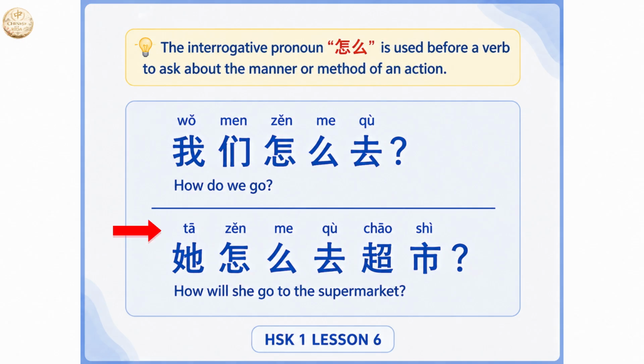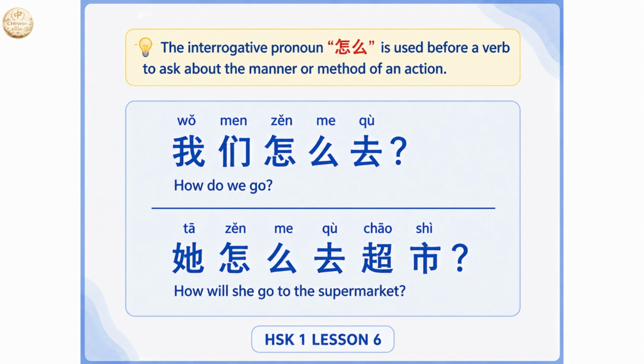Now look at the second example. 他怎么去超市? How will he go to the supermarket? 超市, supermarket. Again, notice the position. Zenme, how. Zenme comes right before qu, which means to go. It asks for the specific way he gets to the store.